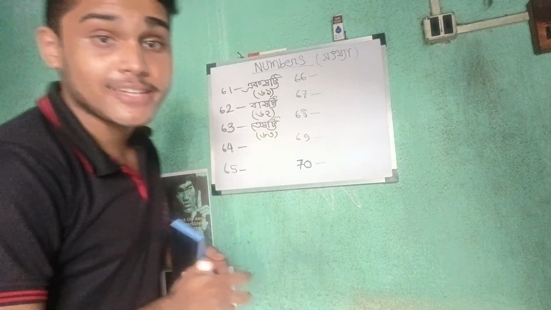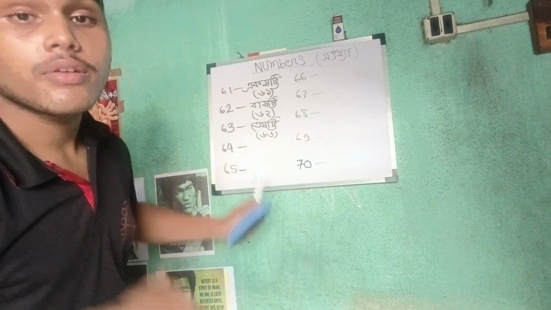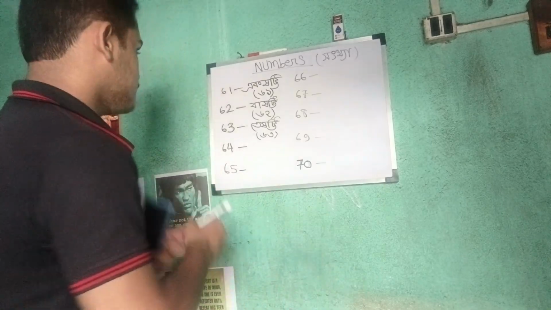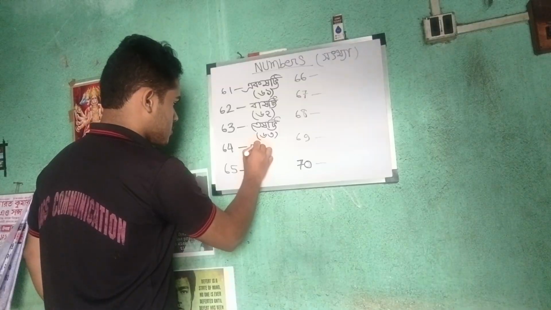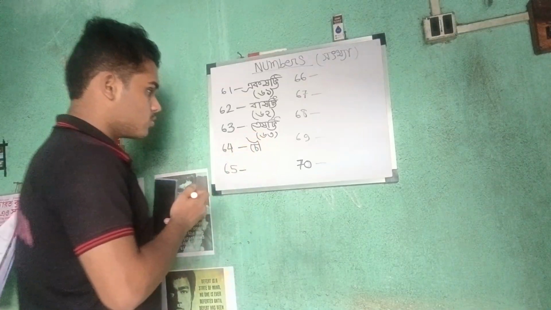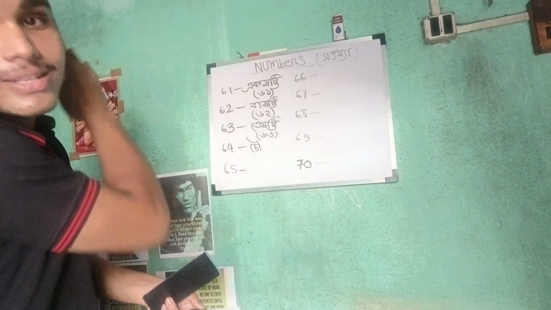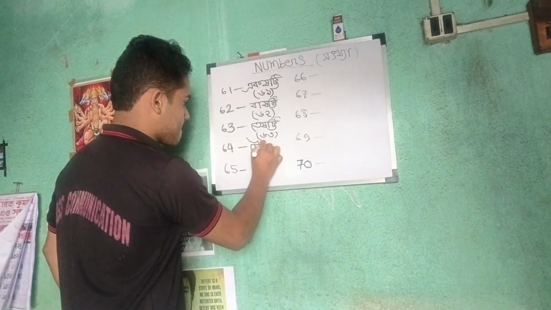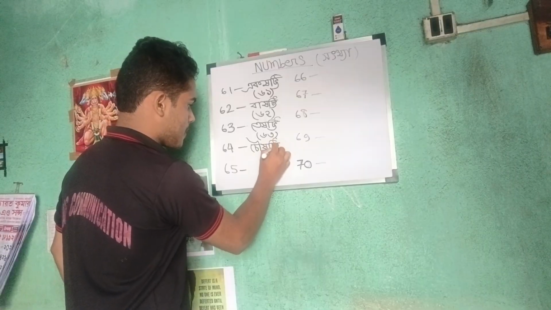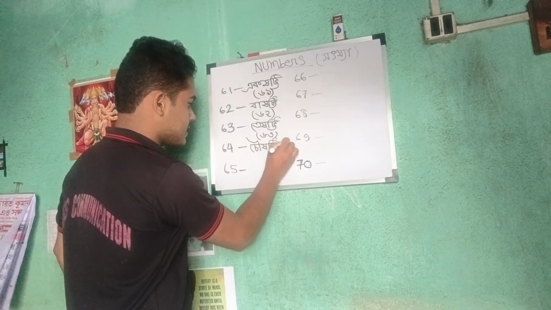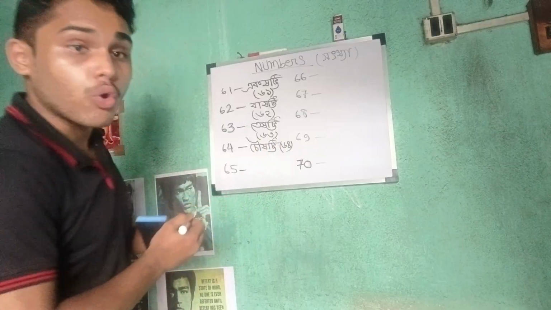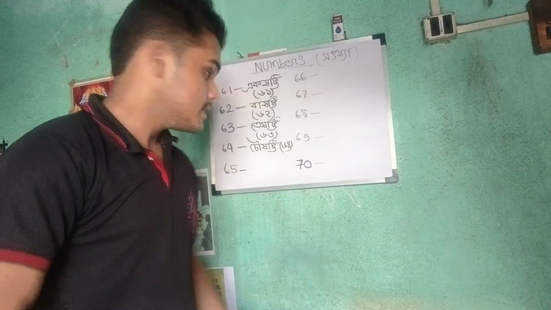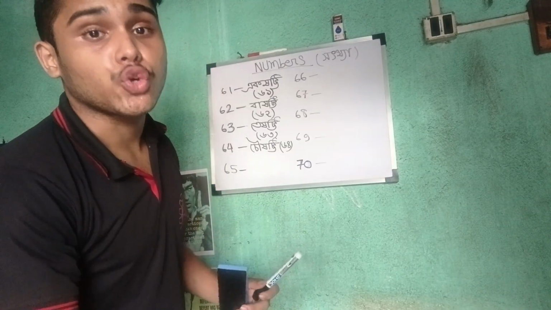After that we have 64. 64 means chhôuṣôṭ্টি. So this is cho and o vowel sign, cho, and then shotti. So 6 and then 4. This is chhôuṣôṭ্টি means 64. After that we have 65. 65 means পঁয়ষট্টি.